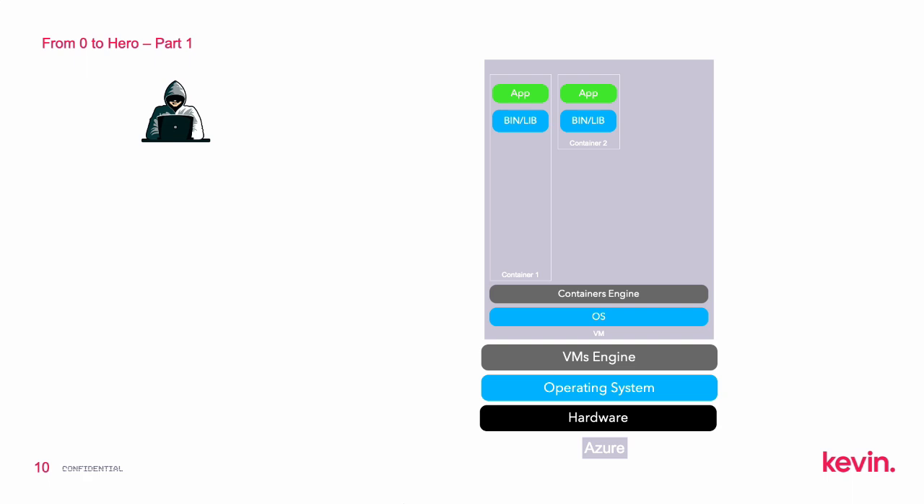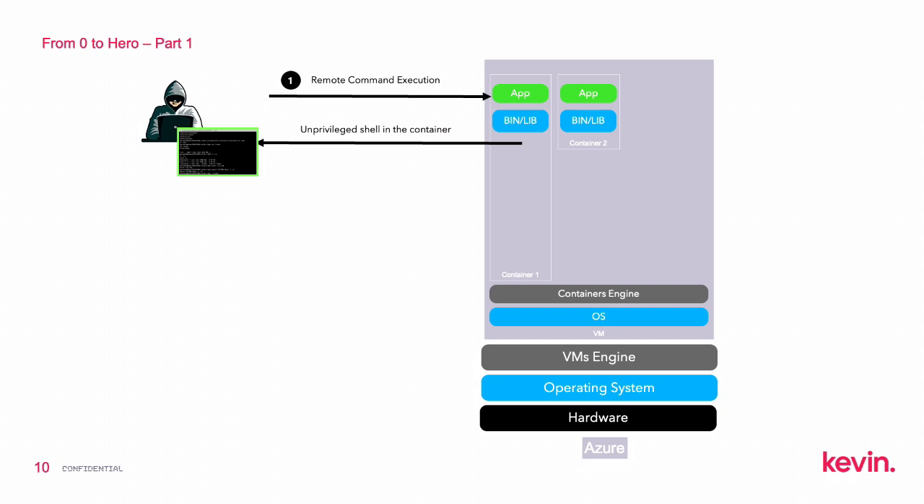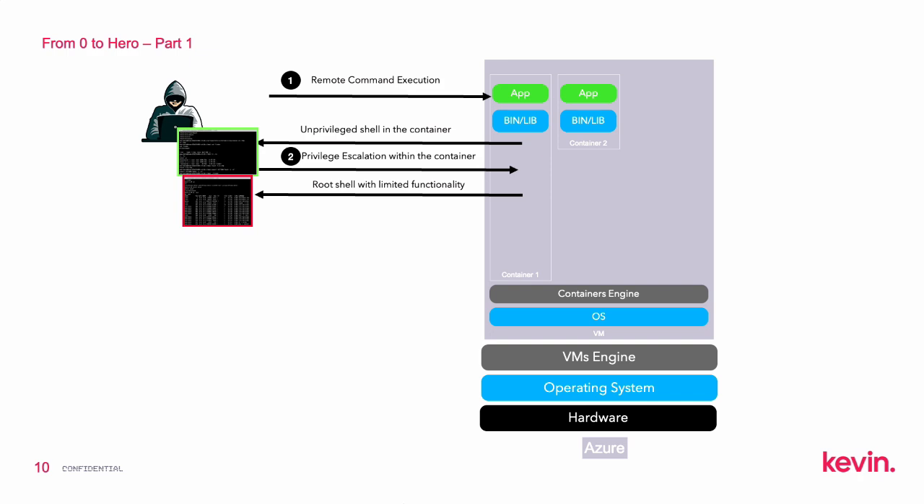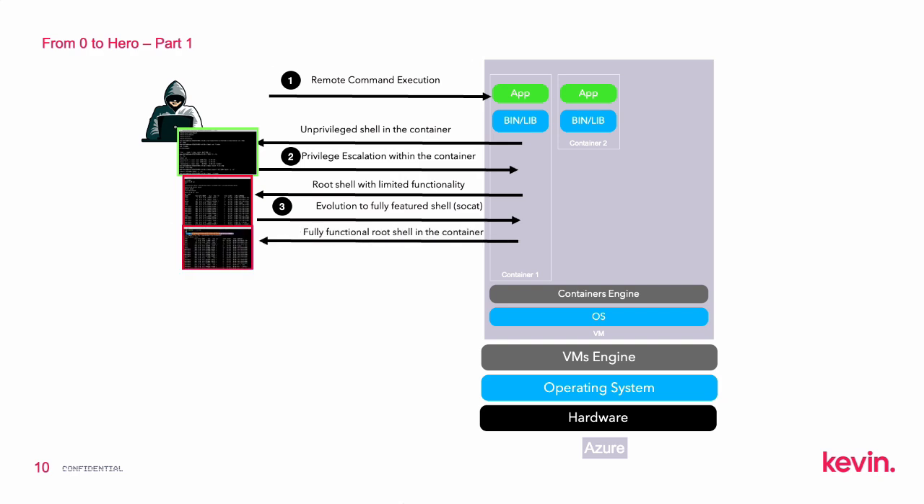There is 11 minutes of hacking. We are going to use a remote command execution that you all will know for sure because it's in a pretty well-known application. We are going to use that one to get an unprivileged shell within a container, which is running that application. Then we privilege escalate within the container and get a root shell. Then we are going to get a fully fledged shell by using a tool within the container, which helps us to get a TTY and all these things.